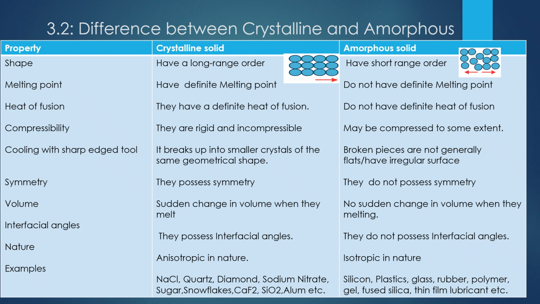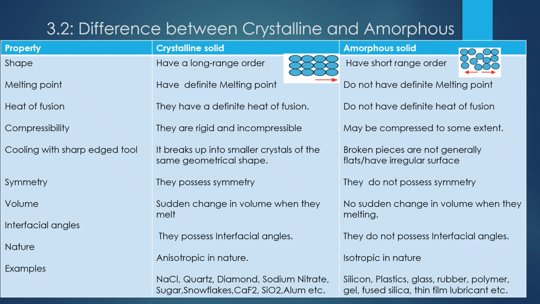Nature. The crystalline solids are anisotropic in nature. They have different physical properties in different directions. Amorphous solids are isotropic in nature. They have the same physical property in different directions.